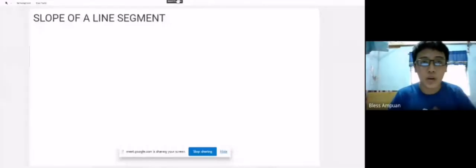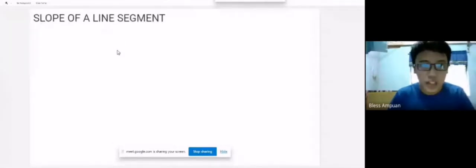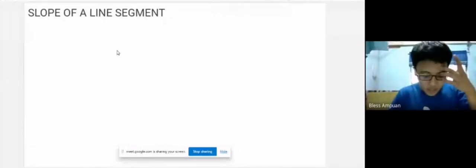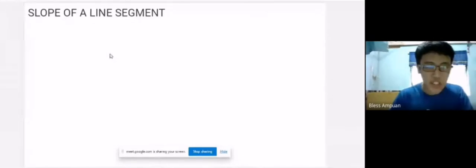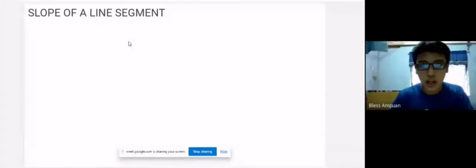And last meeting, some of the topics that we discussed were some of the topics in analytic geometry. So again, let's recall that there is what we call a slope of a line segment. I think it is relevant to discuss this kind of topic because it is part of the topics in the differential calculus in the applications.